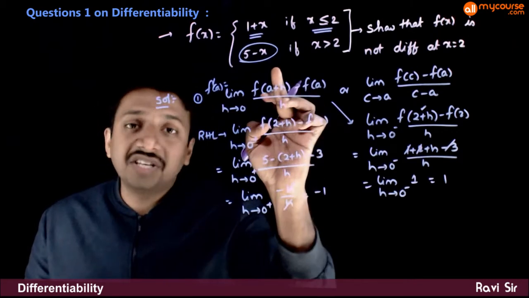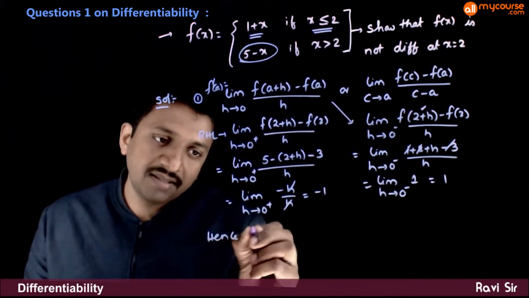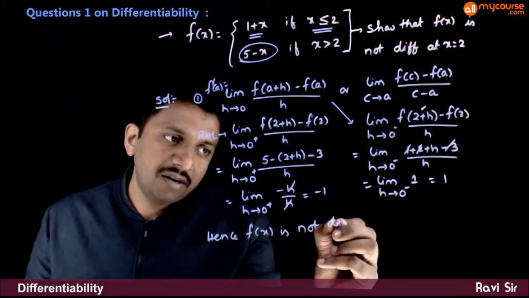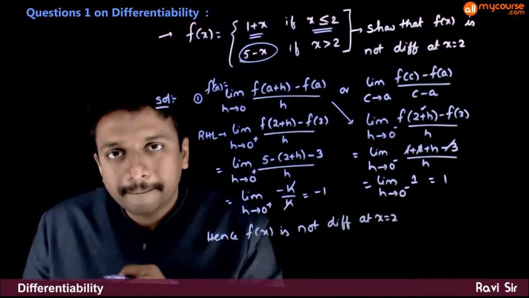Hence the function is not differentiable at x is equal to 2. Hence f of x is not differentiable at x is equal to 2.